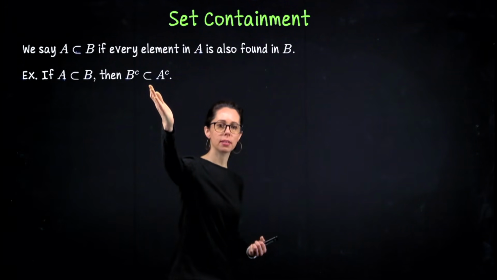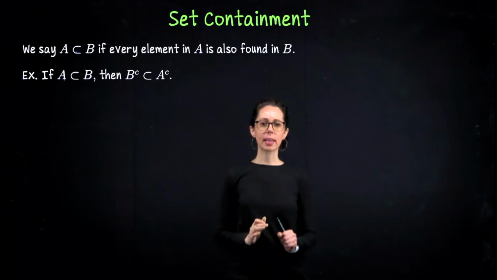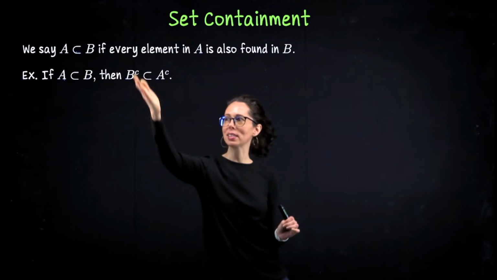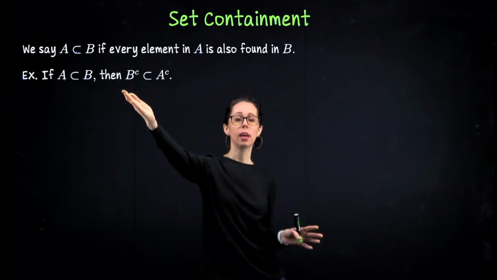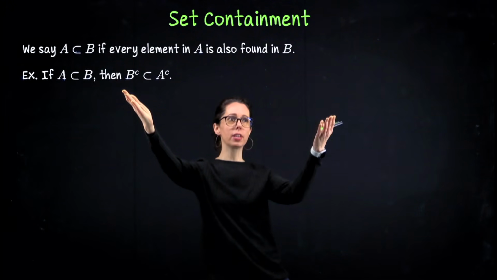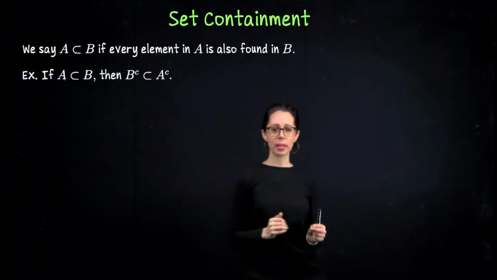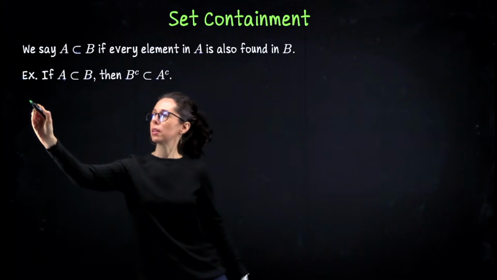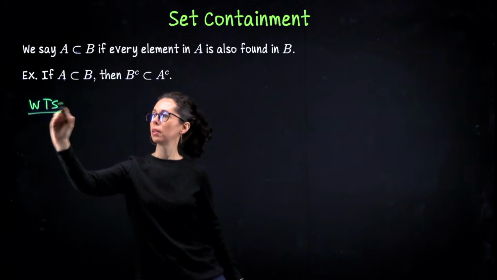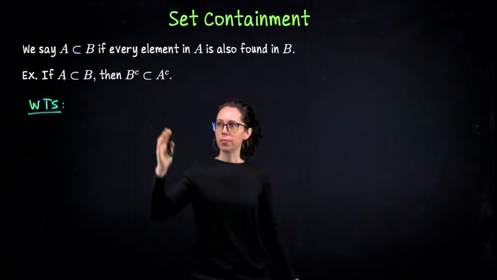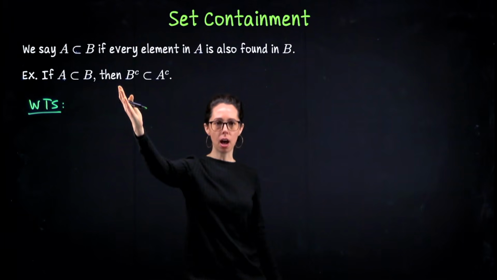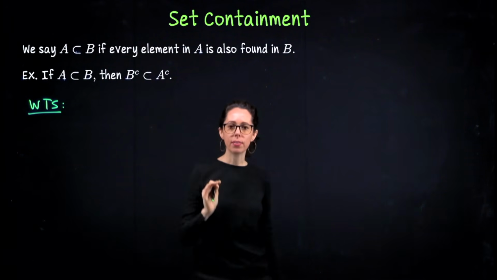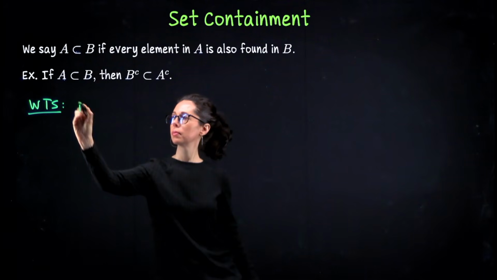of A complement. With set proofs like this, where you're showing set containment, generally do not try to work with the entire set all at once. What you want to do is think about how the definition is phrased here. It's in terms of elements. So go down to the level of elements. Let me write, want to show: if X is in B complement, then X is in A complement. That is the definition of set containment.